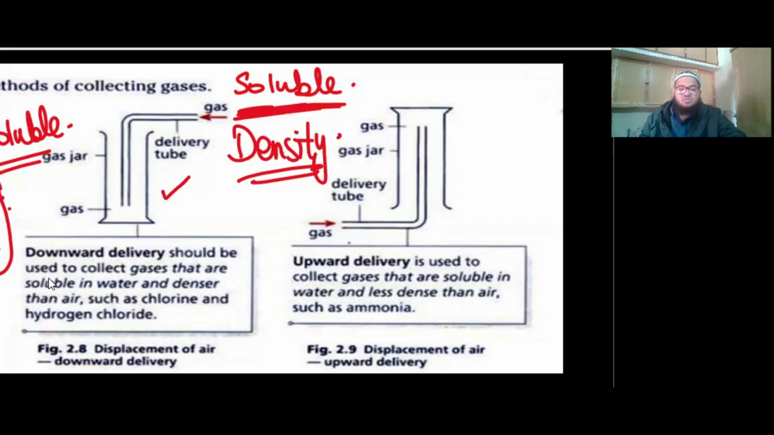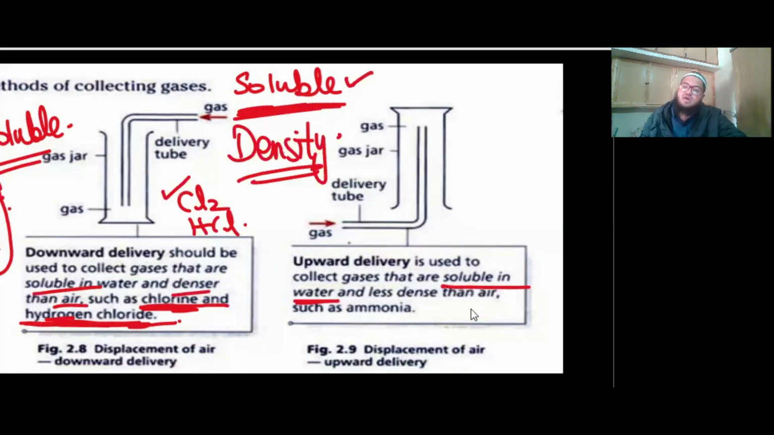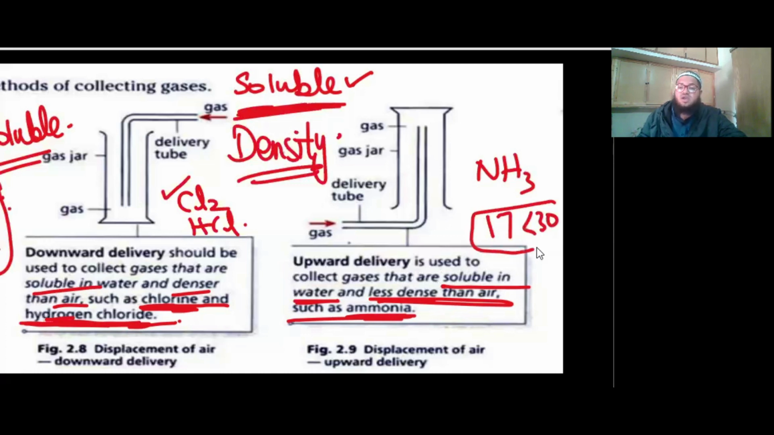Downward delivery should be used to collect gases that are soluble in water and denser than air, such as chlorine and hydrogen chloride. The two examples again you need to remember. Now upward delivery is used for gases that are soluble in water, the fact remains the same, but they are less dense than air, and ammonia is a classical example, because remember, for NH3, the molecular mass was 17, which is less than 30. So yeah, it's less dense than air and can be collected using this technique.